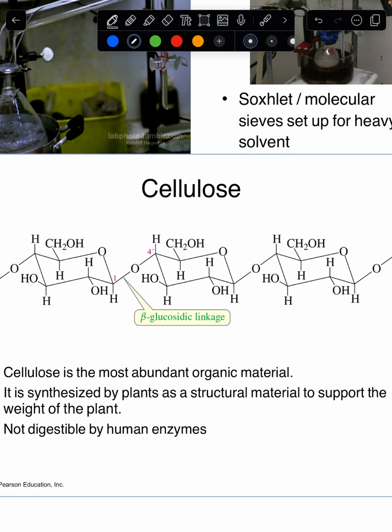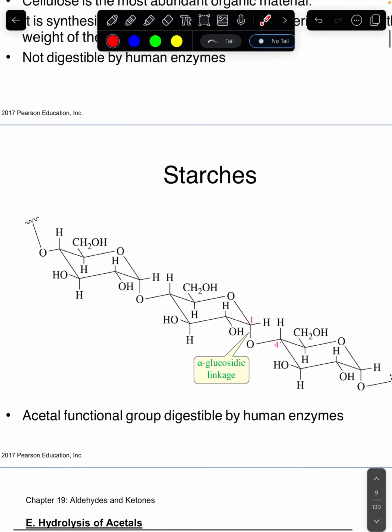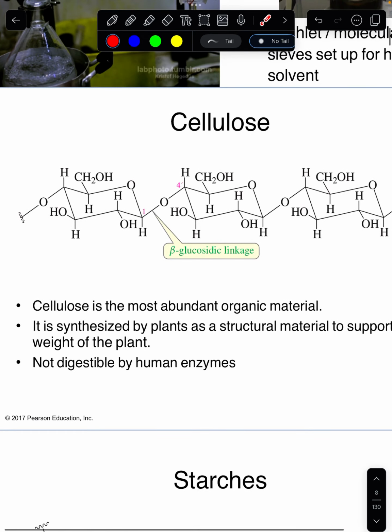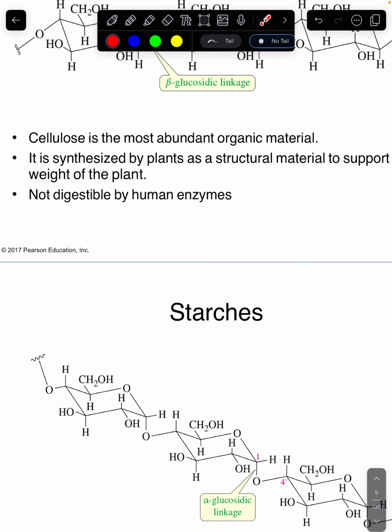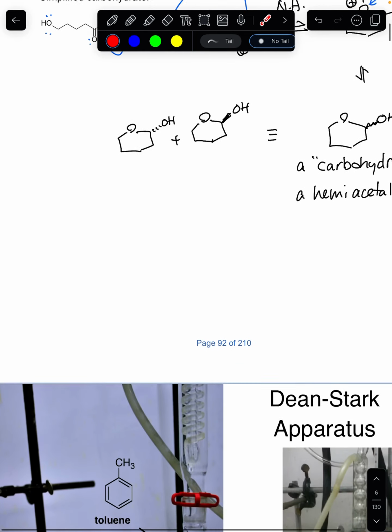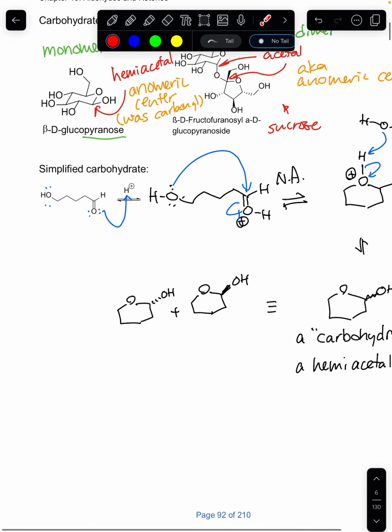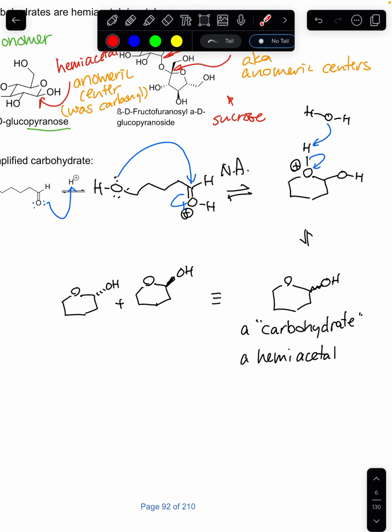Because it's a chiral center. And so for that reason, that new chiral center could be oxygen up, like in cellulose, or oxygen down, like in starches. And that's the difference between cellulose and starches. They're both polymers of the same molecule, glucose monomer, but the way they're cyclized is different. That's the only difference there. But that's carbohydrate chemistry for you.